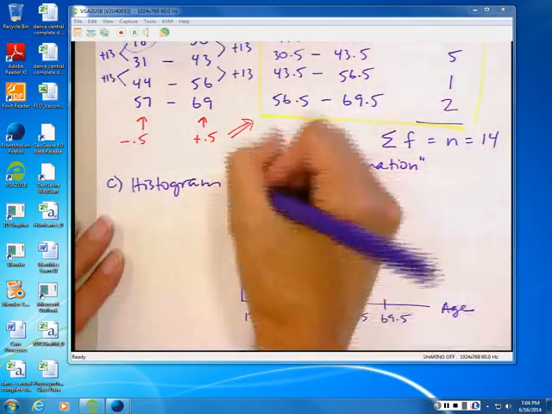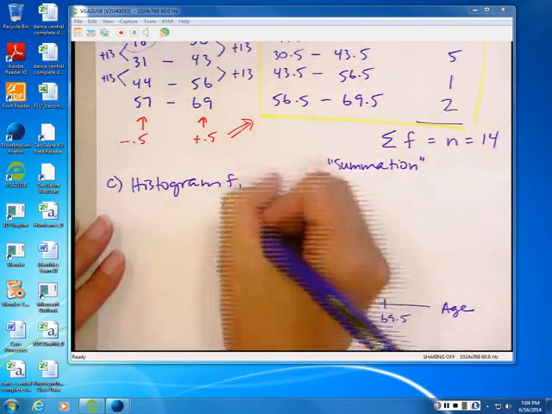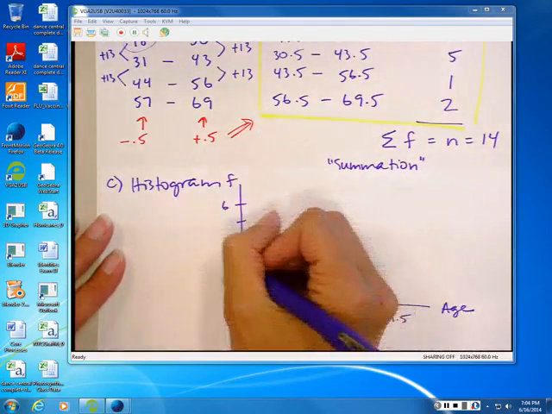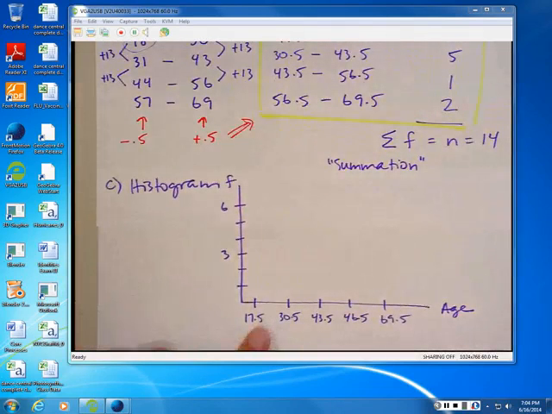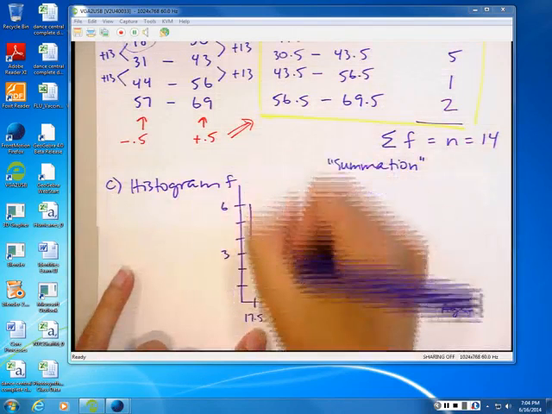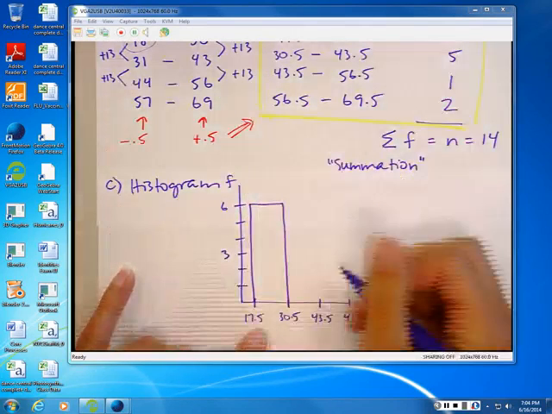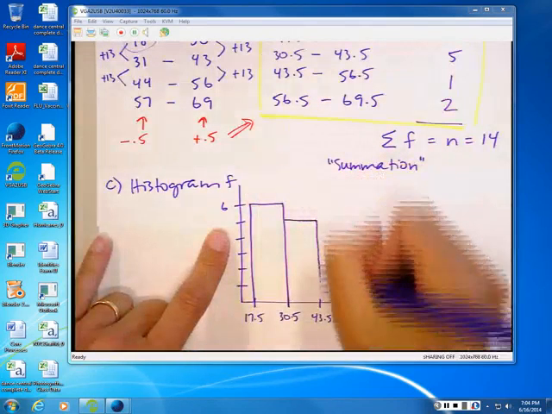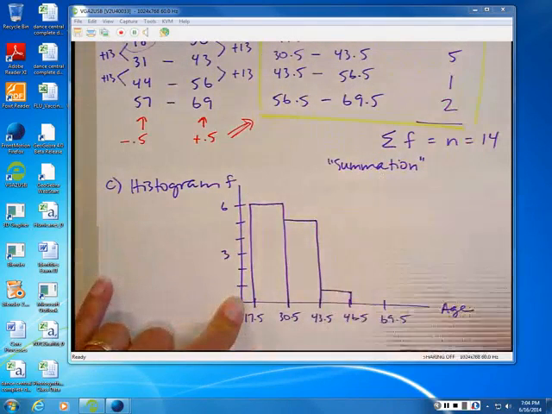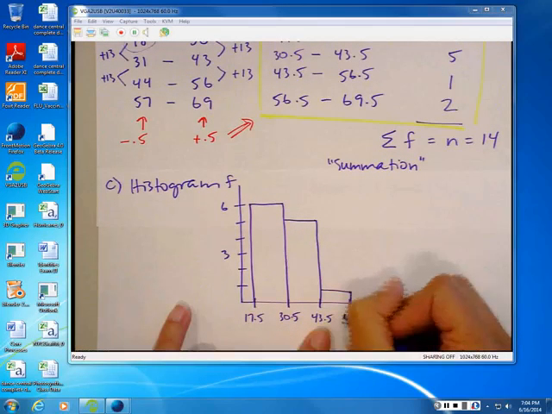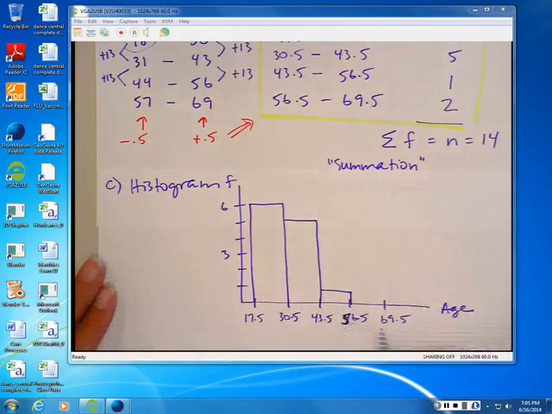Here is my frequency. So my frequency goes up to 6. So 1, 2, 3, 4, 5, 6. And then I go ahead and just construct my bars. So 17.5 to 30.5 was 6. These are just too easy to do by hand, especially with the number of classes that you'll be working with. And then 5 is the height of the next one. See how my bars are touching. And then 1. And then, oh, this was supposed to be 56, not 46.5. So 43.5 to 56.5, and then 56.5 to 69.5 is 2.